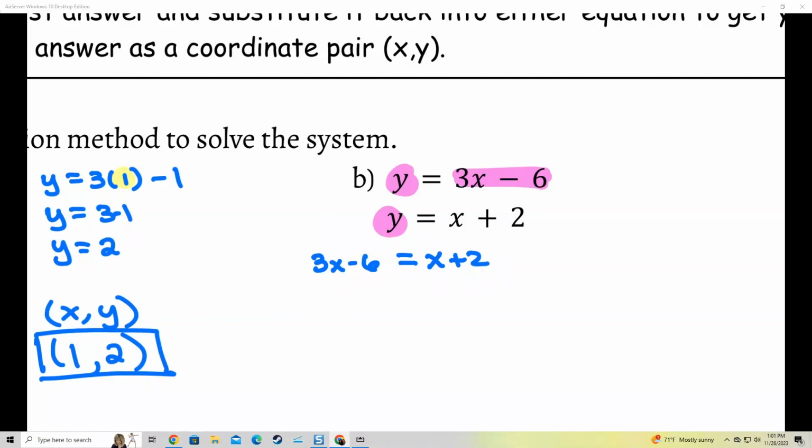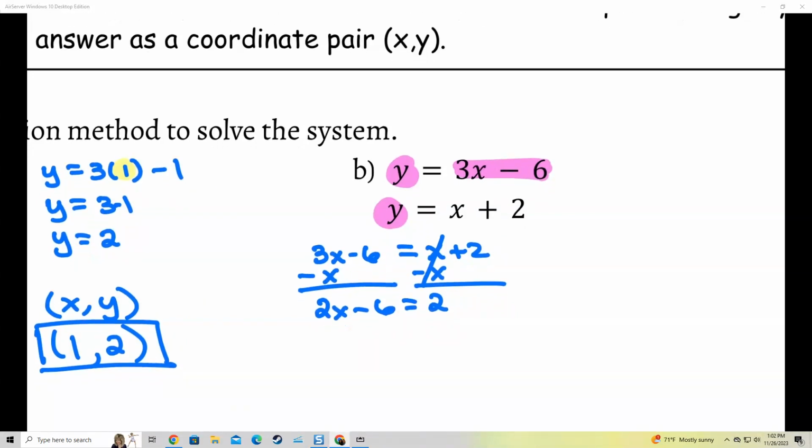I substituted it in, and now I need to solve for the remaining variable. In this case, I need to get x. Notice I have x's on both sides. So I need to get rid of the smaller x, which means I'm going to get rid of the x on the right by subtracting x's on both sides. These are going to cancel. I'm left with 2x minus 6 is equal to 2.